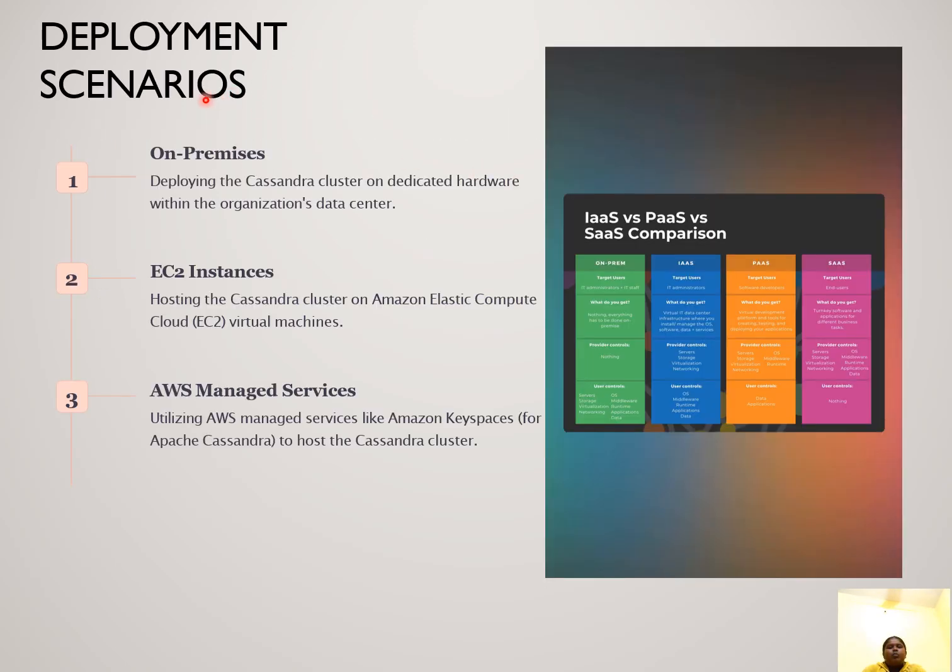Now we will discuss deployment scenarios. We'll have three deployment scenarios, that is on-premises, EC2 instances, and AWS managed services. On-premises: deploying the Cassandra cluster on dedicated hardware within the organization's data center. EC2 instance: hosting the Cassandra cluster on Amazon Elastic Compute Cloud, EC2, with virtual machines. AWS managed services: utilizing AWS managed services like Amazon Keyspaces for Apache Cassandra to host the Cassandra cluster.